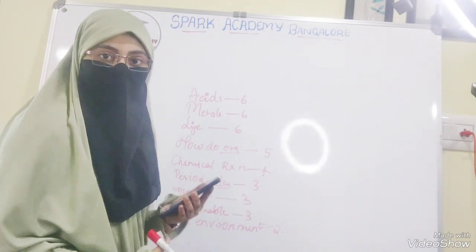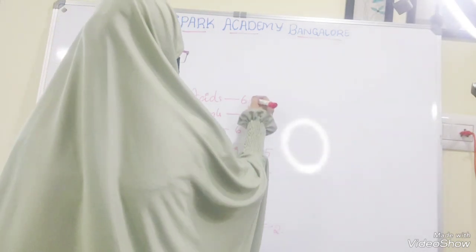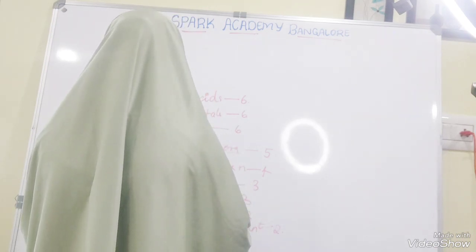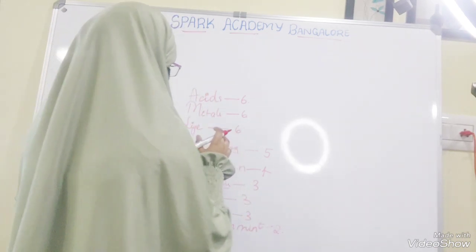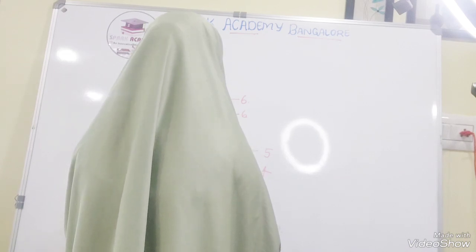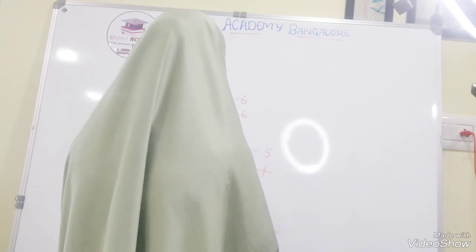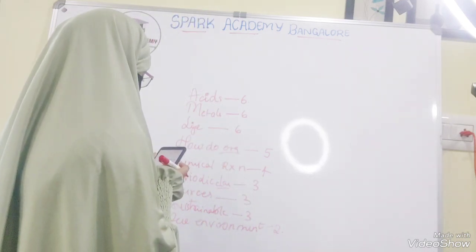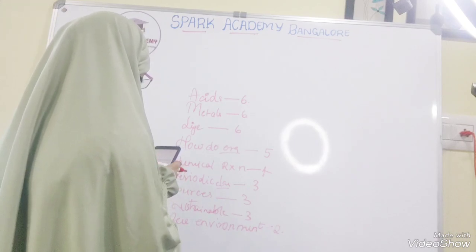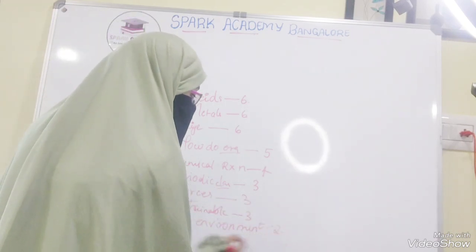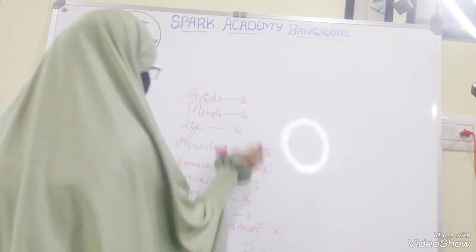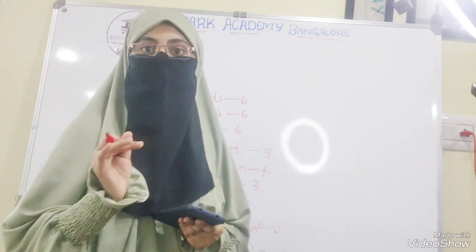So if we calculate the marks, 6 plus 6 will be 12, then 12 plus 6, 5 plus 4 plus 3 plus 3 plus 3 plus 2. By this we are going to get 38 marks just by focusing on these small chapters.